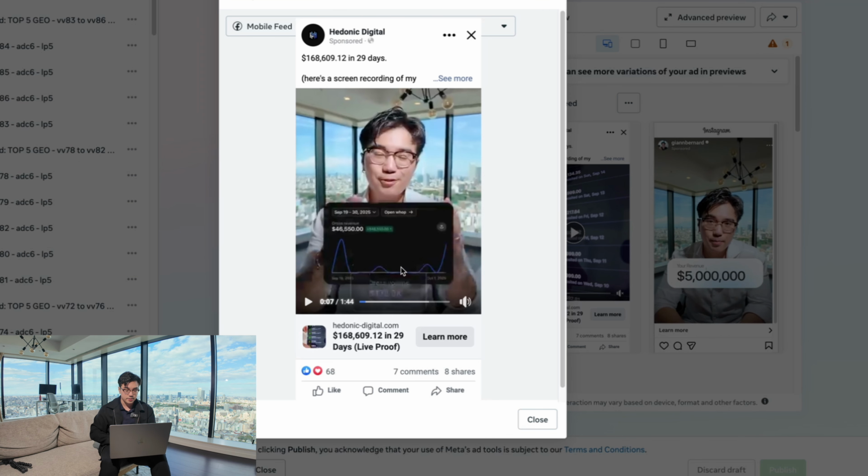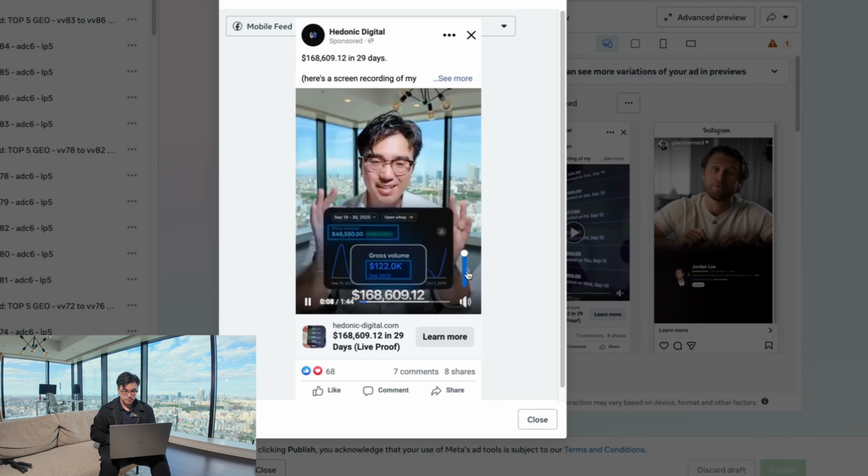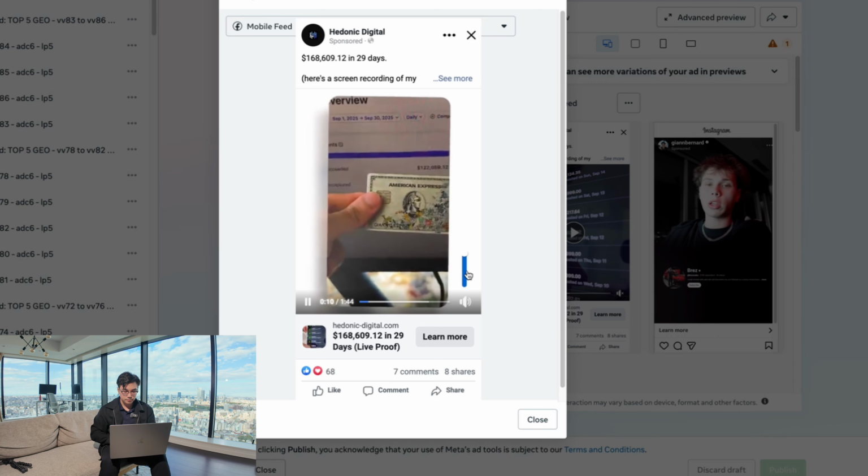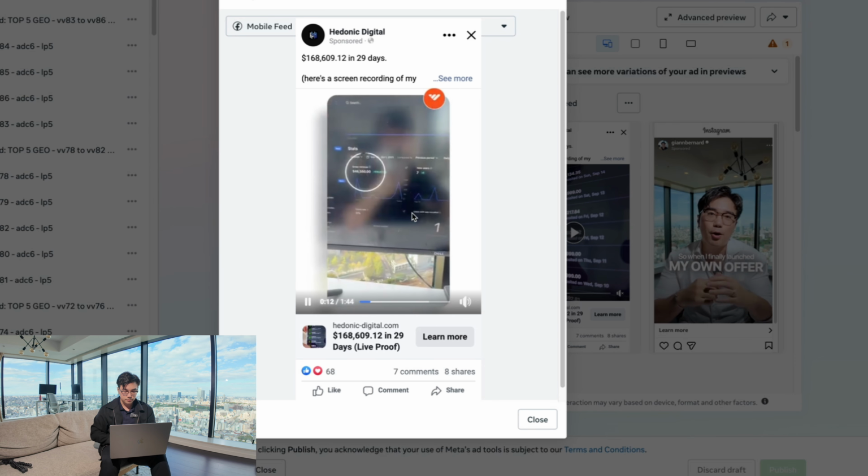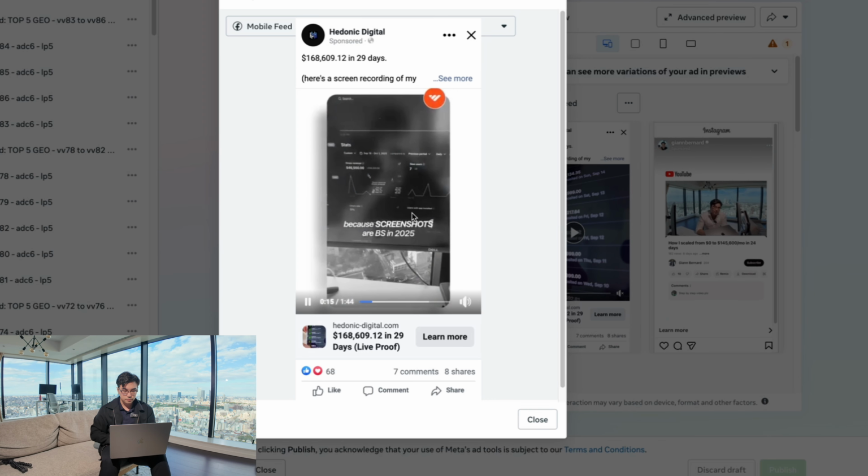So we're at 7 seconds. $168,000 in the last 29 days. And here's a live refresh of my Stripe and WAP dashboard because screenshots are BS in 2025.